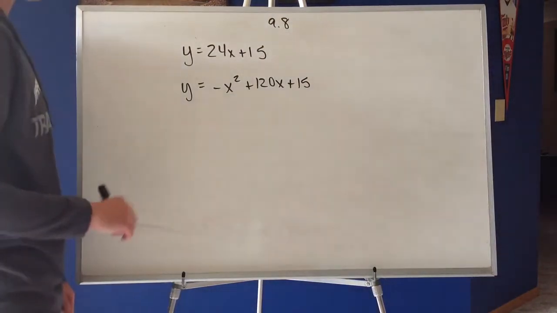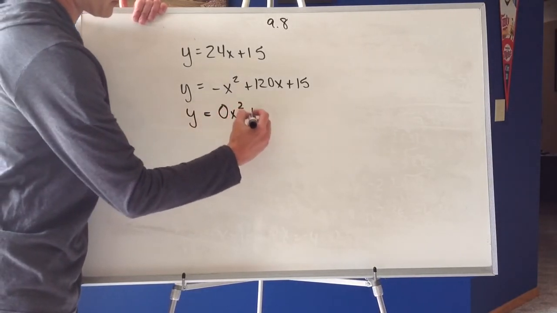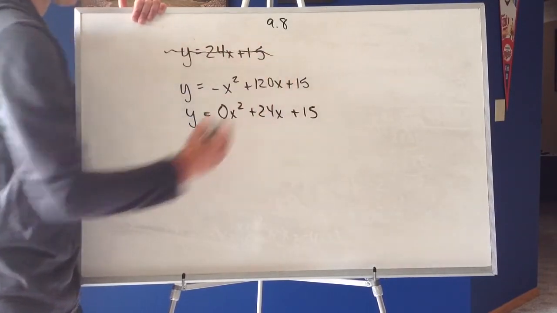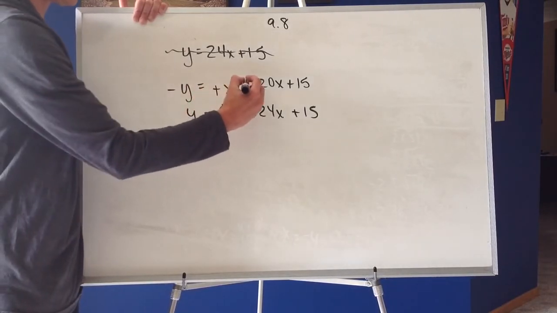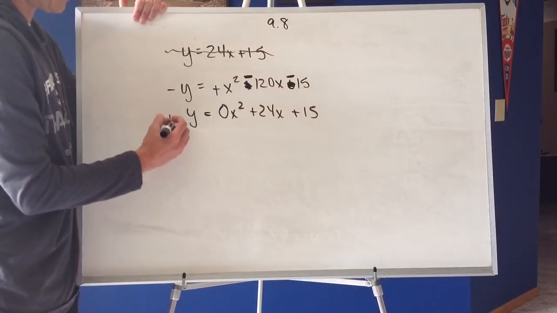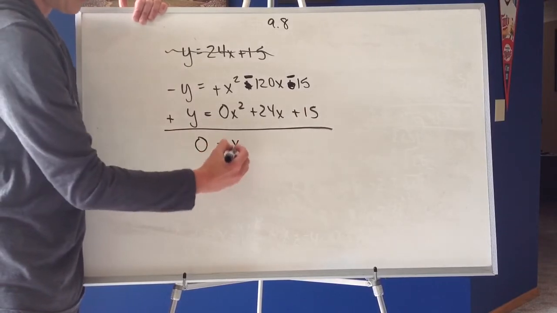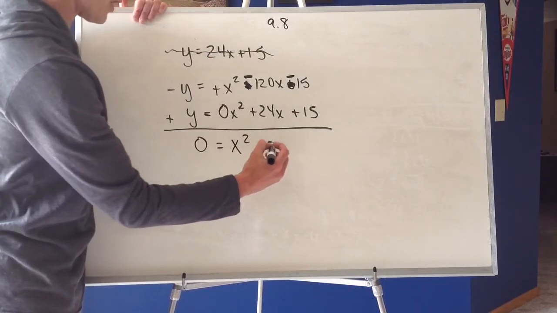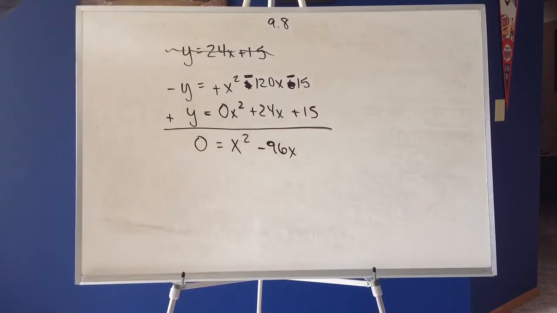So again, if we're going to use elimination, we want to get everything lined up, which means I'm going to put in a 0x squared. And again, we'll come back to that one later. Again, I have a negative x squared, which means that I want to change the signs on this one and add them together. So the y's will cancel out. X squared, add those and we'll get negative 96x. And those two cancel each other out as well.